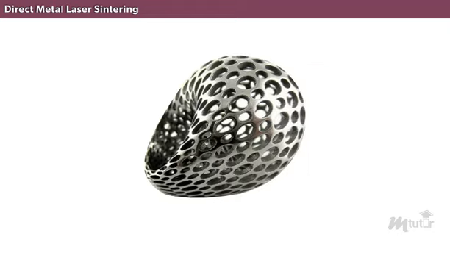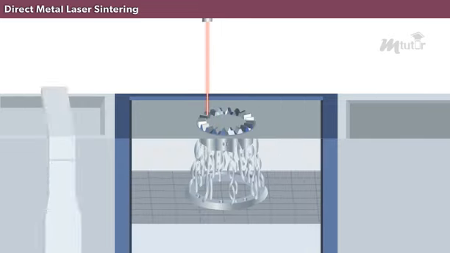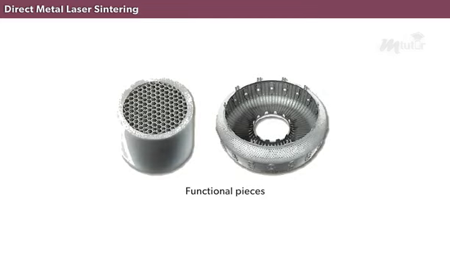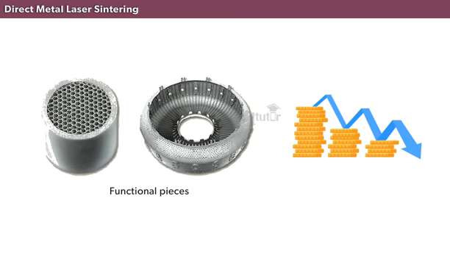DMLS provides higher quality 3D print with a higher density. Parts can be manufactured at high speed without any special tooling. With high accuracy, functional pieces can be produced at less cost than traditional manufacturing.